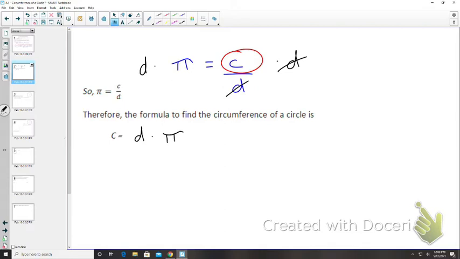Okay? This is an important formula. So write this down somewhere. You need to know this. Okay, so yeah, that's our formula that we're going to use to calculate circumference of a circle, which is today's topic. Okay, so make sure you are familiar with this formula right here.